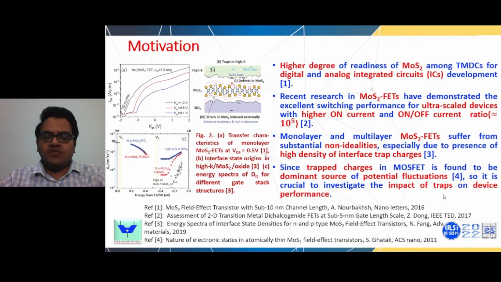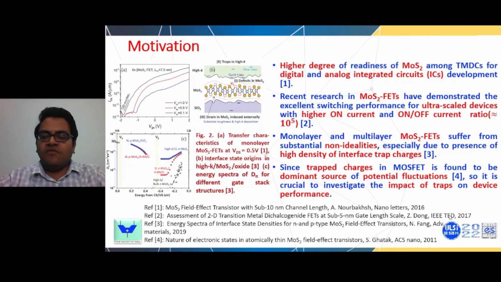Now, the motivation behind this work. Among the 2D material family, especially TMDCs, the degree of readiness for MoS2 is much higher in analog and digital integrated circuits development, as the recent fabrication processing allows for easy and large scale fabrication of single layer and multi-layer MoS2 sheets. Also, recent research has demonstrated that MoS2 based devices have excellent switching performance for ultra scale devices with higher on current of about 1 milliampere per micrometer and high on off ratio of around 10 to the power 5.